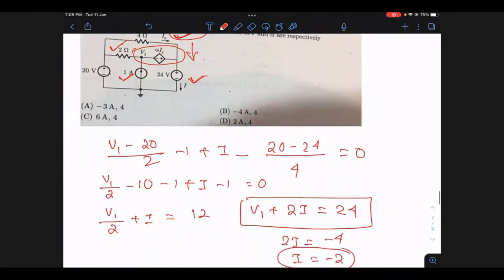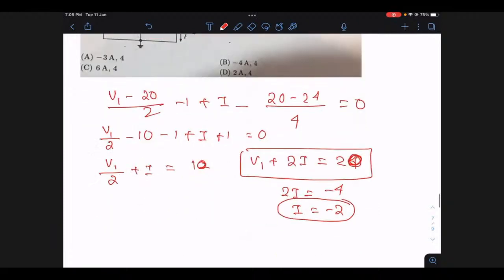If it is minus, this will be minus plus 4, so this will be plus 1. If this is plus 1, V1 by 2 plus I is equal to 11 minus 1. That is 10. If this is 10, then V1 plus 2I is equal to 20. This is your 20, not 24.